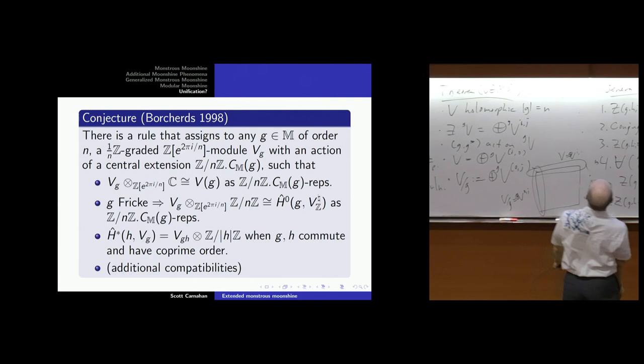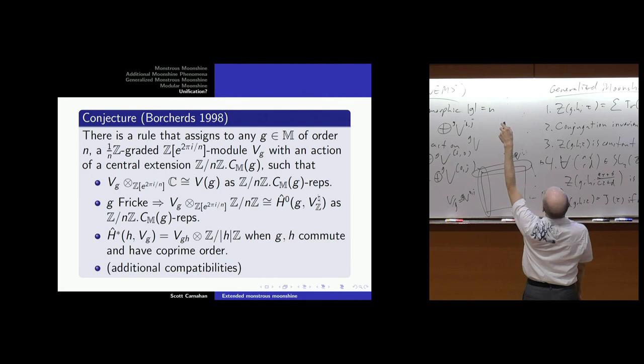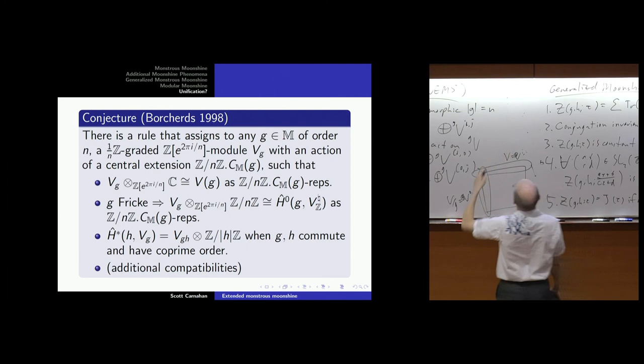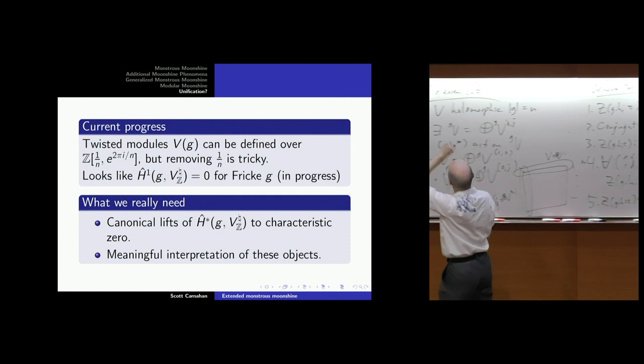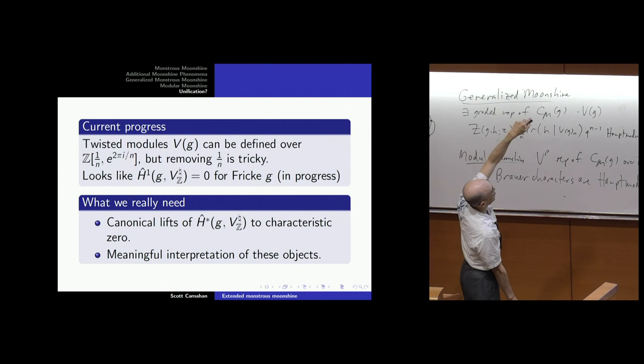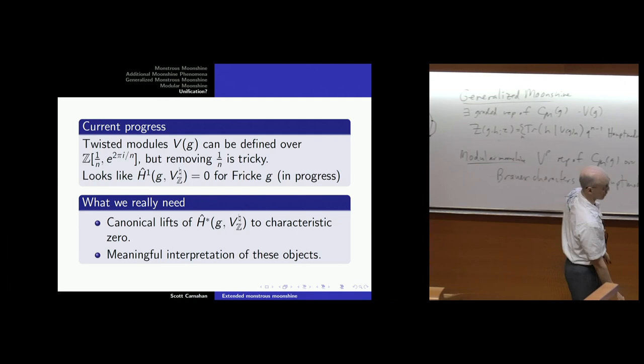So we ask that these modules, if you tensor with C, you get a twisted module. If you tensor with Z mod NZ, then you should get this modular moonshine object. And so right now we can say we get objects over this ring. We have a 1 over N, but we don't know how to remove it. So it would be nice if we had some canonical lifts of these mod N objects to characteristic zero. And it would also be nice if we had some meaningful interpretation of these objects. So that is all. Thank you.